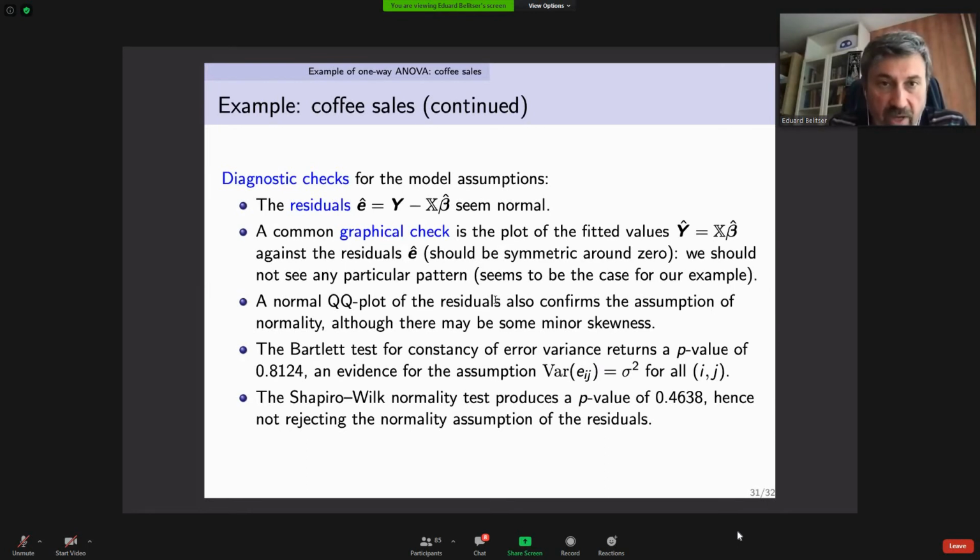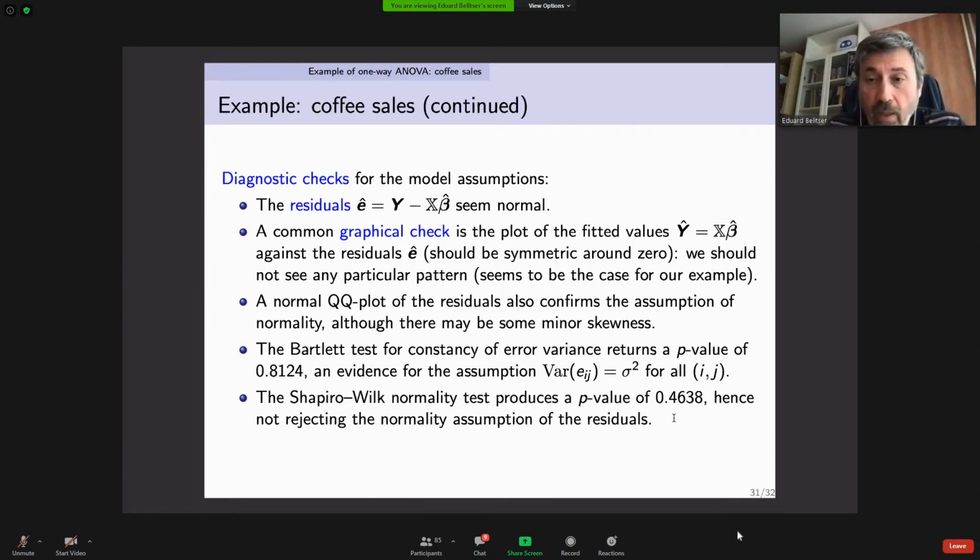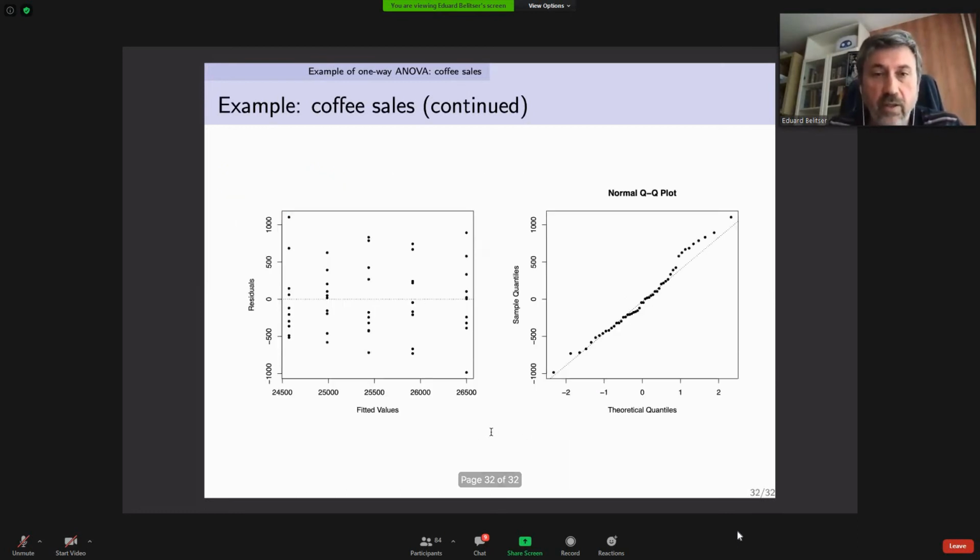Okay, diagnostic checks. I already mentioned them: residuals, fitted values against residuals, QQ plot, Bartlett test. The Bartlett test p-value is 0.8, and that means we do not reject the hypothesis that sigma is the same. And then the Shapiro-Wilk test gives this value, the p-value is not small, sorry. So we do not reject normality. And these are the plots.